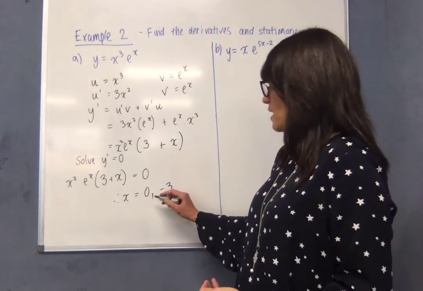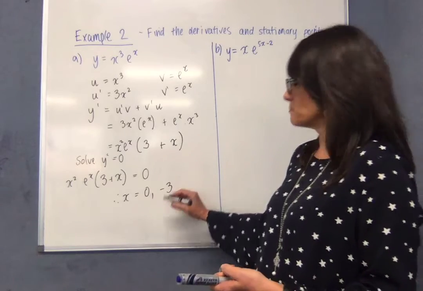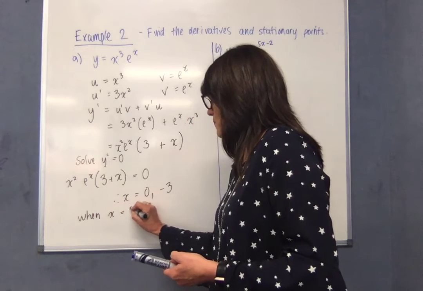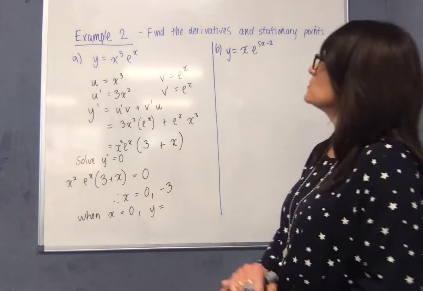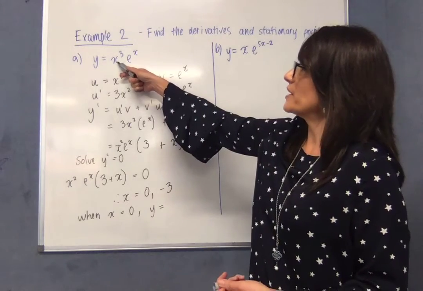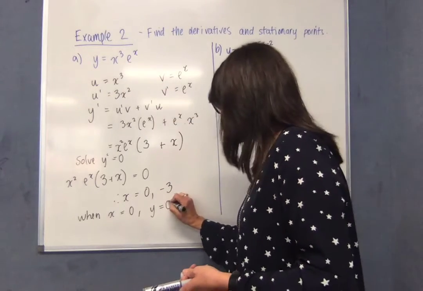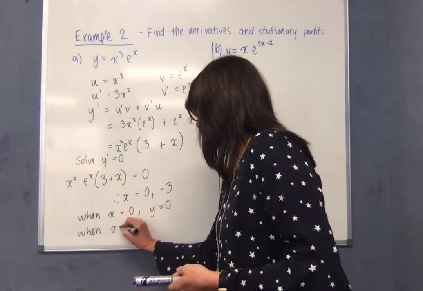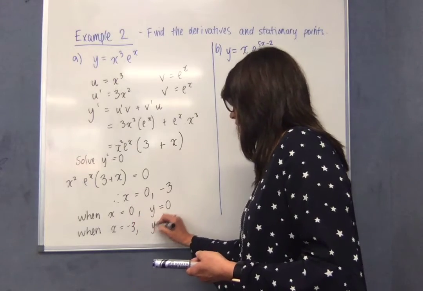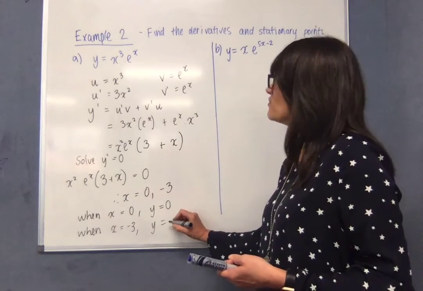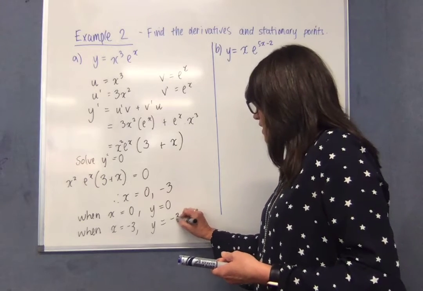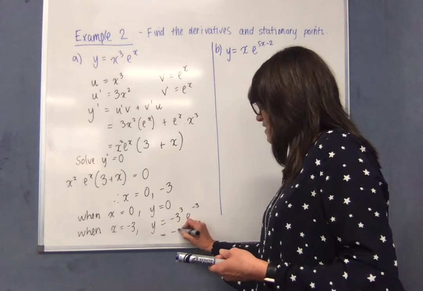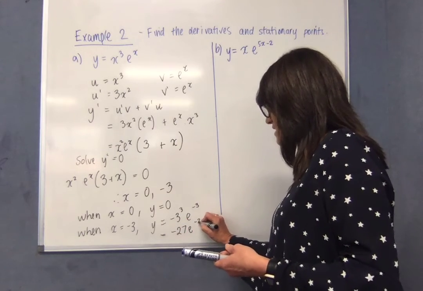Now let's find our corresponding y values. When x equals 0, we end up with y equals, putting in x equals 0, y will give us 0 as well. And when x equals -3, we end up with, when x is -3, -3 cubed times e to the -3 will give us -27 e to the -3.